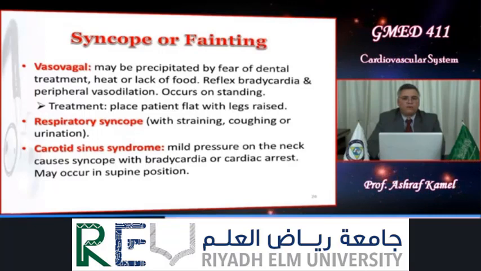Second type of syncope is respiratory syncope, and this can occur with straining or coughing or urination or any condition that increases the intra-abdominal pressure, which reduces the venous return to the heart, and this leads to reduction of the cardiac output with the reduction of the blood reaching the brain and can lead to fainting.